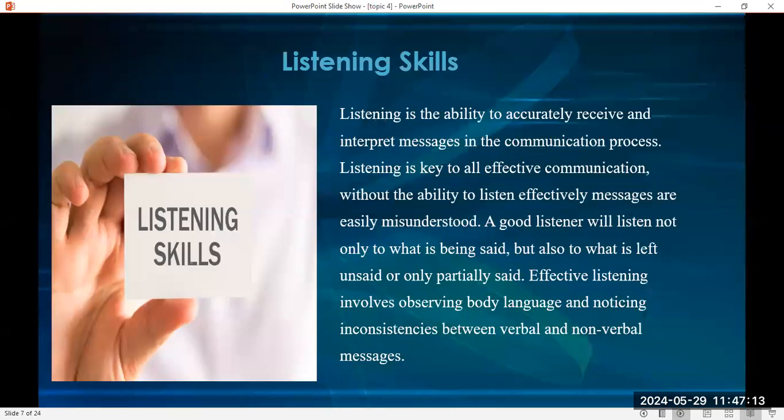Listening skills. What is listening skills? Listening skills is the ability to accurately receive these words. Number 1, accurately. Listening is the ability to accurately, not only receiving, but accurately receiving and interpreting that message in the communication process.